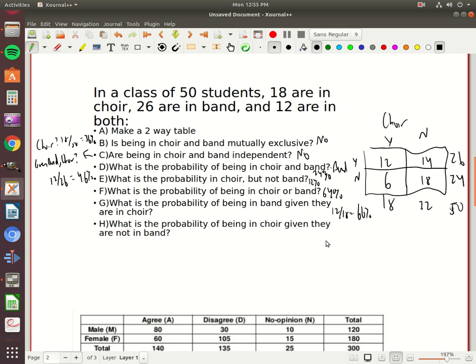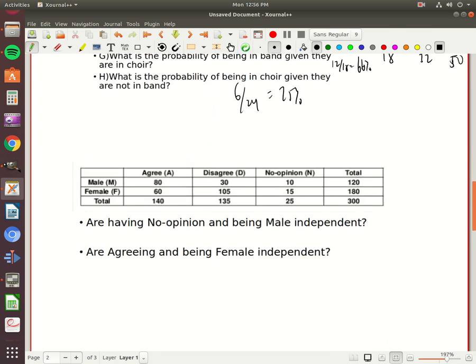And H, I'm just checking my answers as I go real quickly. I'm sorry, I'm distracted. So what's the probability of being in choir given that they are not in band? So they're not in band. There's a 6 in 24 chance, or a 25% chance. Let me pause real quick and make sure I got all these right. Pretty pleased with my answers.